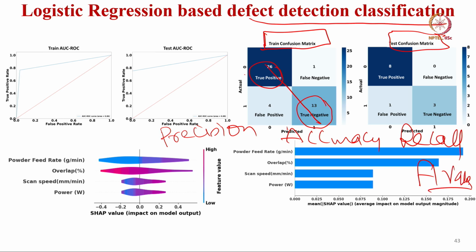And then you can also use Shapley and SHAP analysis, the way I have shown, to find out the relative importance of one specific process parameter over another in determining the predicted output. For example, here we are predicting the defects. Powder feed rate has the maximum impact, more than percentage overlap, more than scan speed, and power has similar impact. Okay. And then another thing that we have also learned is the area under the curve.